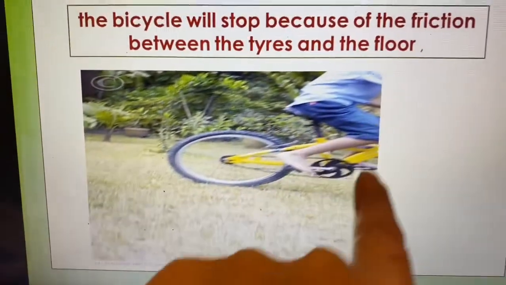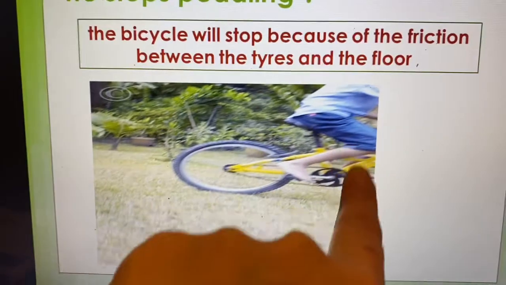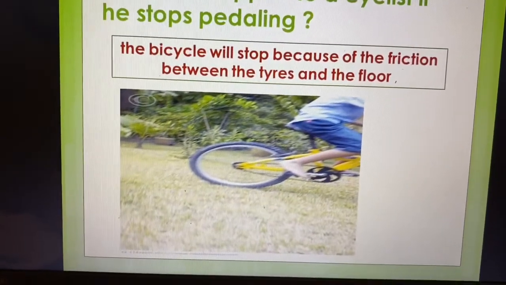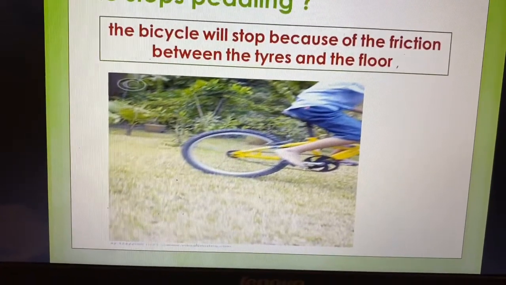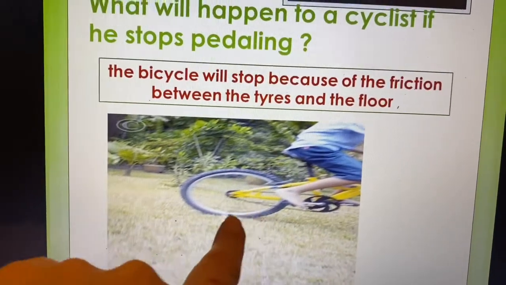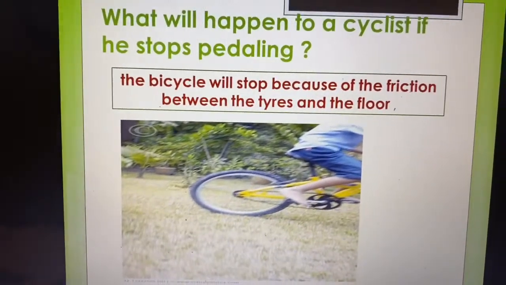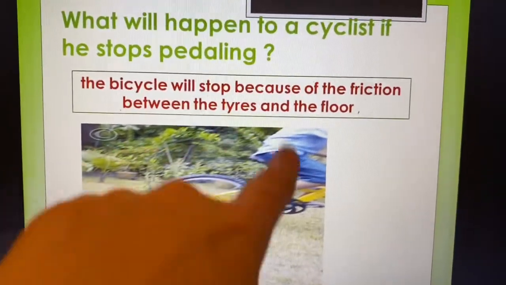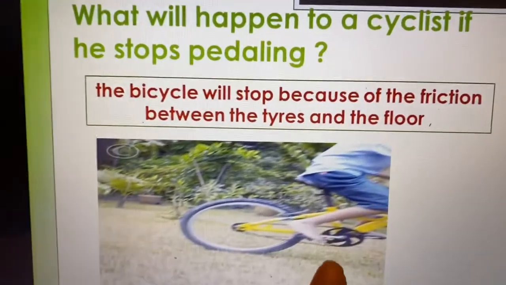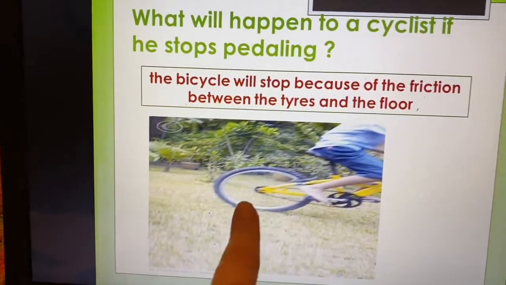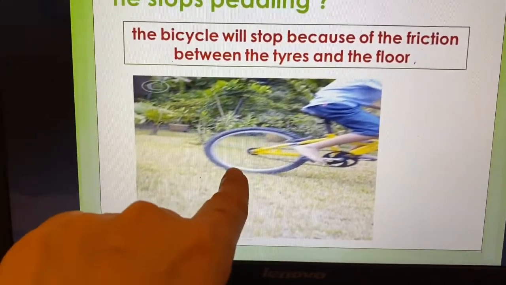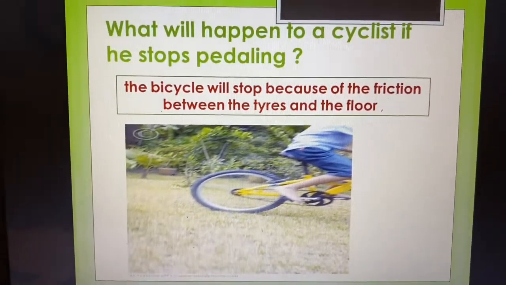Here, the boy is pedaling. Now, if he stops pedaling, what will happen to this boy? The bicycle will stop. Why does it stop? Does it stop alone? Because there is friction between the tires and the floor. So by pedaling, he keeps the bicycle moving, while when he stops pedaling, the bicycle will finally stop because there's friction between the tire and the floor.